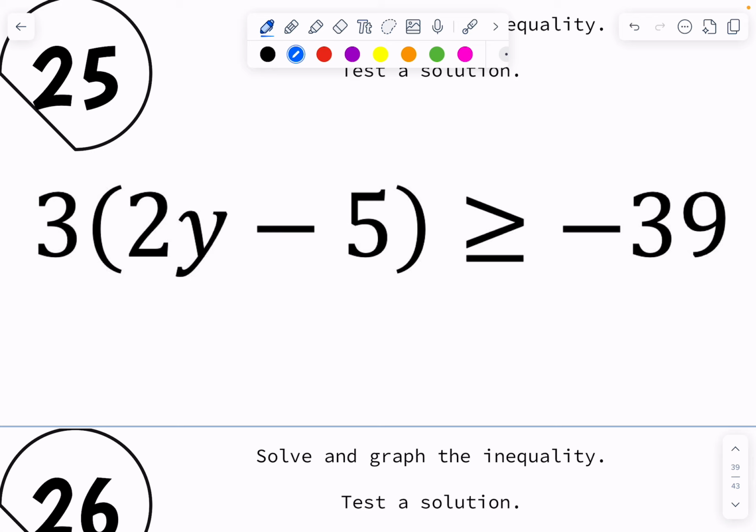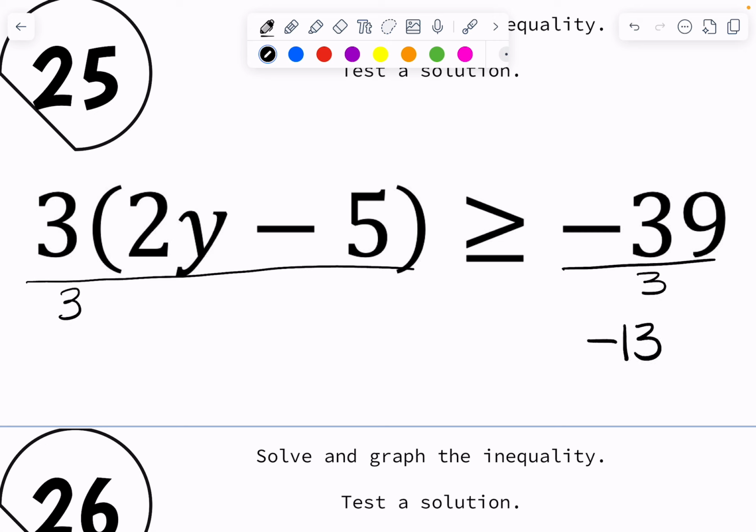We're going to do one with the distributive property here. Remember, on a problem like this, you have two options. Since it's 3 times the 2y minus 5, you could either divide by the 3 right away, or you can distribute the 3 first. Either way works. I'm going to work this one out by dividing by the 3 first. So if I divide this side by 3 and that side by 3, I'm going to get negative 13. My 3's one out, so I'm left with 2y minus 5 is greater than or equal to negative 13.